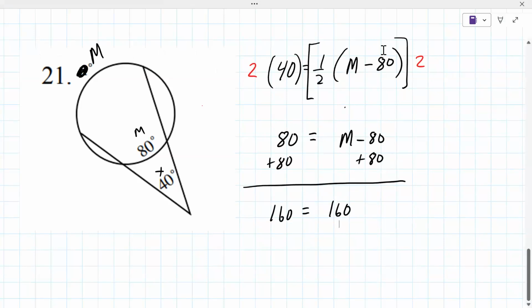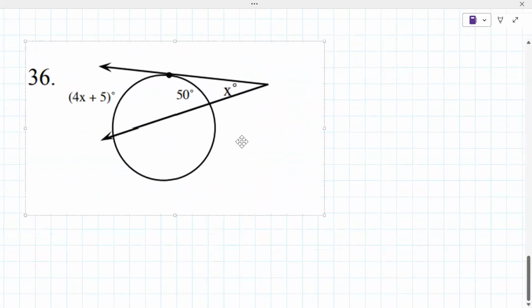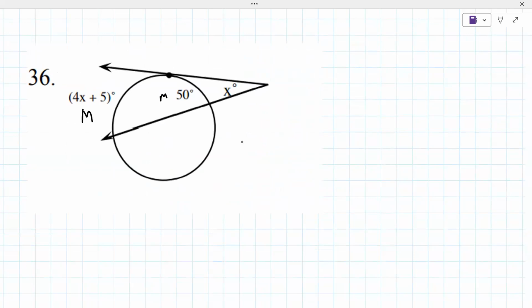All right, and then let's look at a couple more here. The issue is that you also need to know other things about triangles or circles that I don't know you've covered yet. Here's one with an equation. Let's try this one. Here, big M is the 4x plus 5, little m is 50, and X is still X. So X is 1/2 big M, which is 4x plus 5, minus 50.